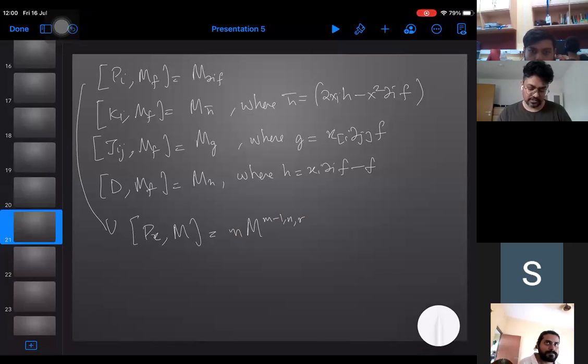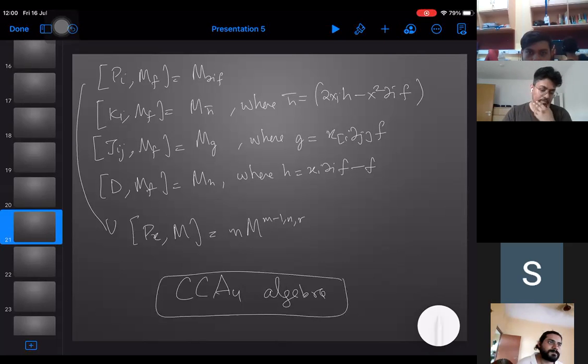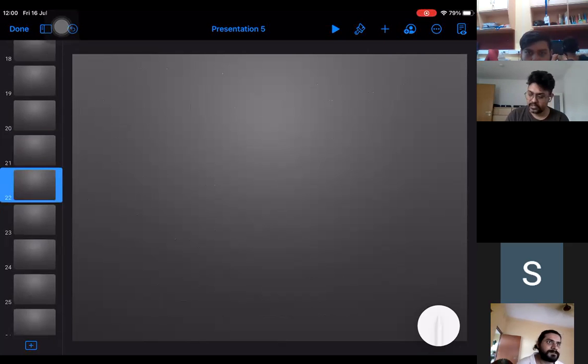So this was the whole algebra. This algebra with the finite part, which we already have written down, forms the CCA 4 algebra. So as you have now seen all the algebra in the CCA2, CCA3, and CCA4. Next, before moving on to an example, for example a field theory here, do you have any question? Otherwise I will move forward.